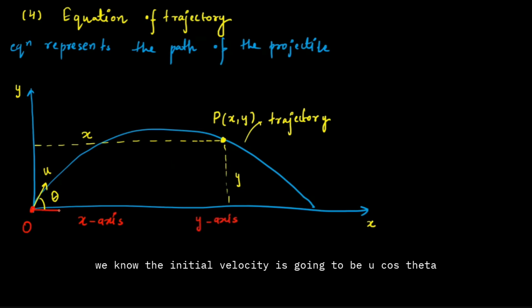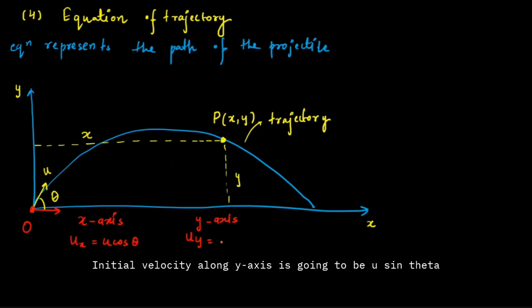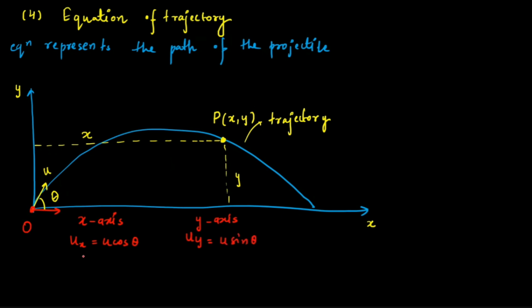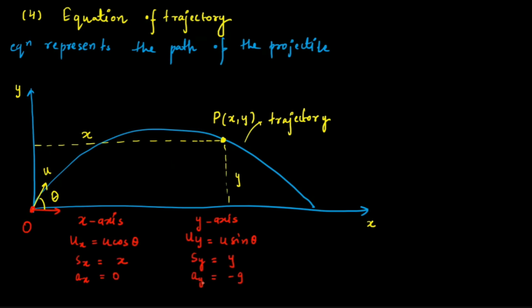So along the x-axis, we know the initial velocity is going to be u cos theta. It will remain the same. Whereas the initial velocity along the y-axis is going to be u sin theta. If we talk about the displacement along the x-axis, it is x, for the particle moving from point O to point P. Similarly, displacement along the y-axis is going to be y, because the particle has moved from point O to point P. Similarly, acceleration is going to be 0 along the x-axis, whereas acceleration along the y-axis is going to be negative g. Now, these are the three things that we are going to use to find out the equation of trajectory.